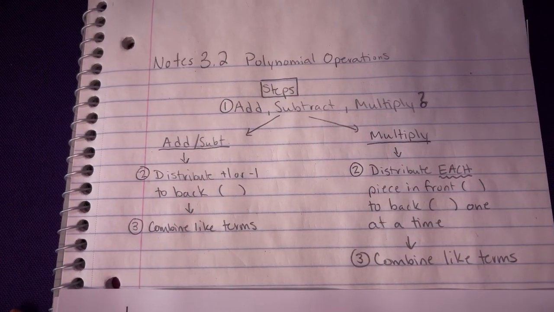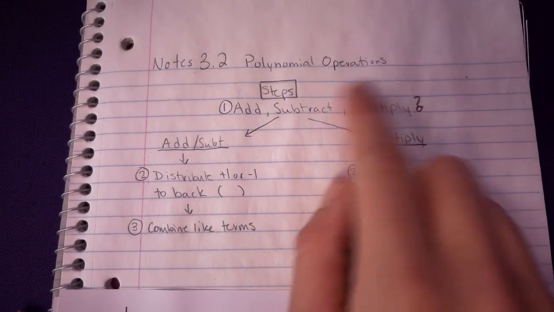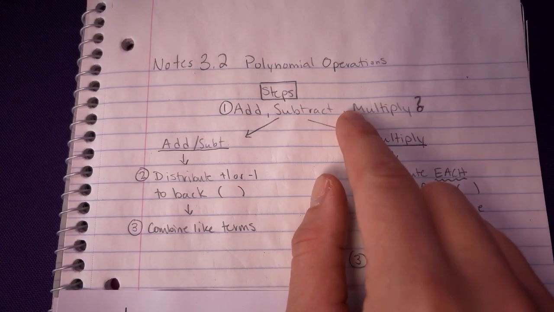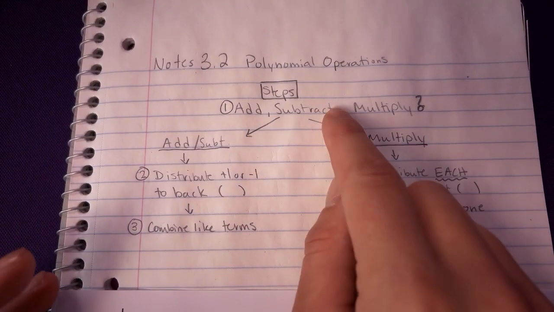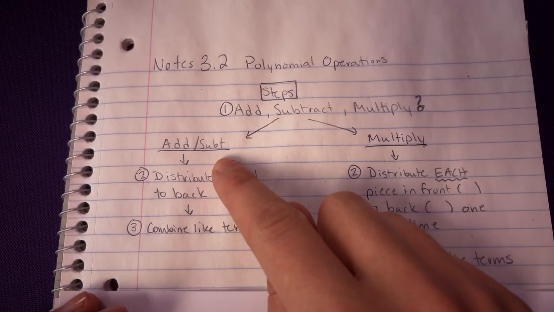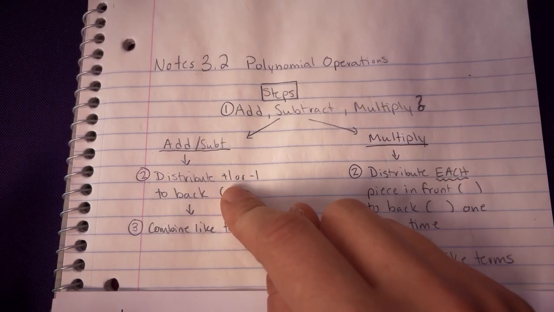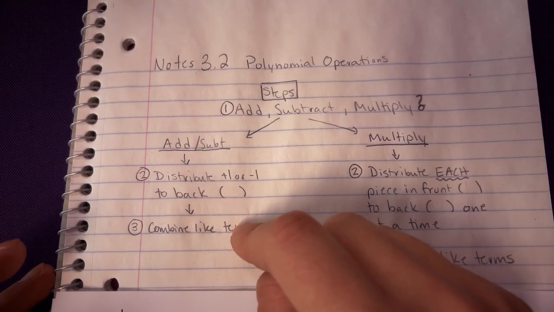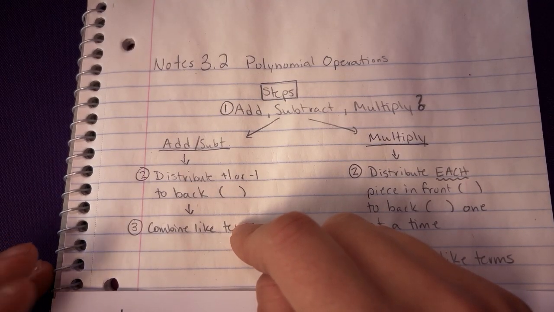Okay, we got notes 3.2, polynomial operations. So, the steps, right? First you have to figure out if you're adding, subtracting, or multiplying. If you're adding or subtracting, you go to the left here, and you distribute that +1 or that -1 to the back parentheses, and then we combine like terms as normal.